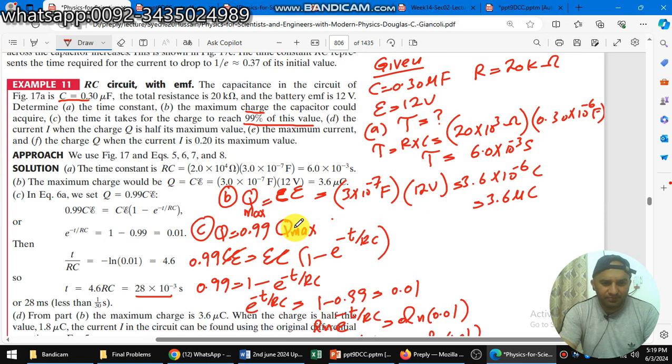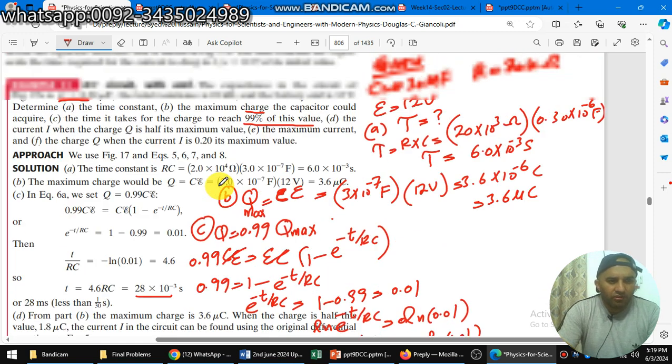Okay, so again, to repeat, we use Q is equal to 0.99 of Q maximum, or Q is equal to 0.99 of CE, and we also use Q is equal to CE(1 minus e to the power minus t). So if we compare these two, we get this value.